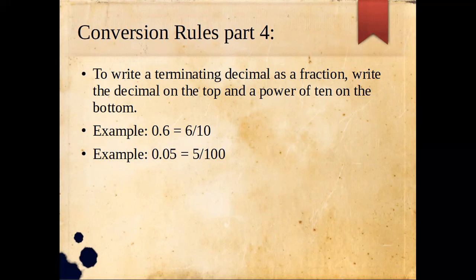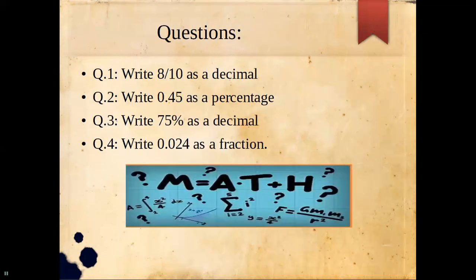So here's another example, 0.05. To get that as a whole number as 5, we have to multiply it by 100. So our answer is 5 divided by 100. So here are 4 questions for you to give a go at. So good luck. Pause the video now and I'll go through the answers in a second.